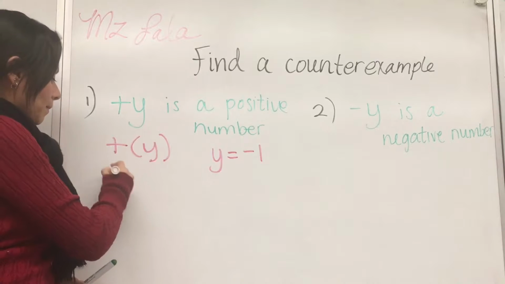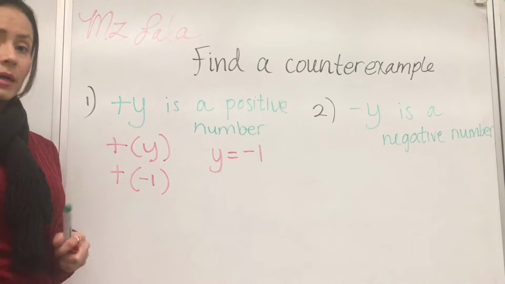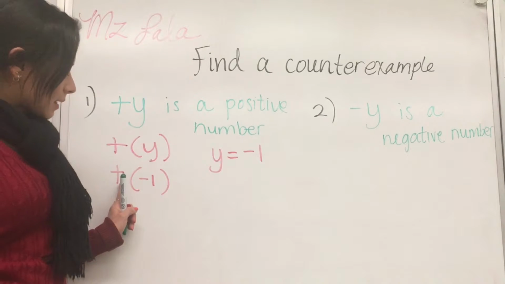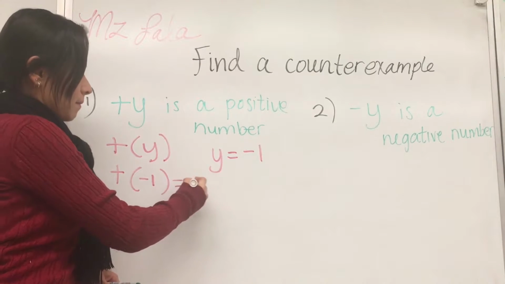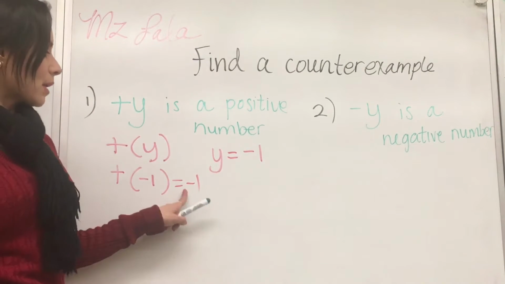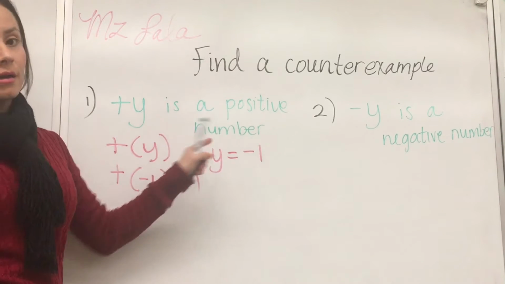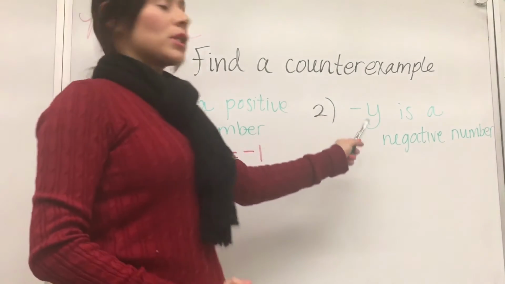This will become positive, parentheses -1. So how do we translate this in English? Well, this means exactly the same as -1. What's exactly the same as -1? -1. And bingo, we showed that +y is not a positive number, so that's its contradiction. So same situation over here.